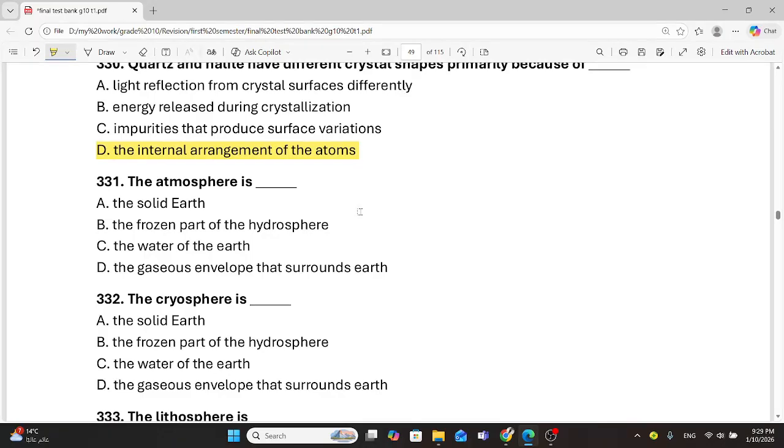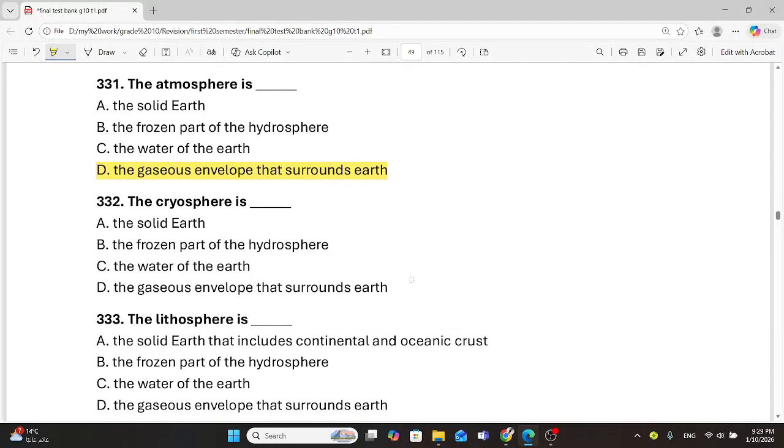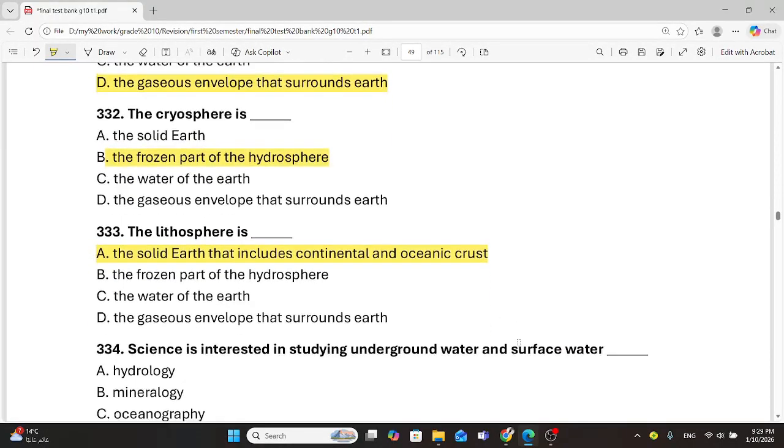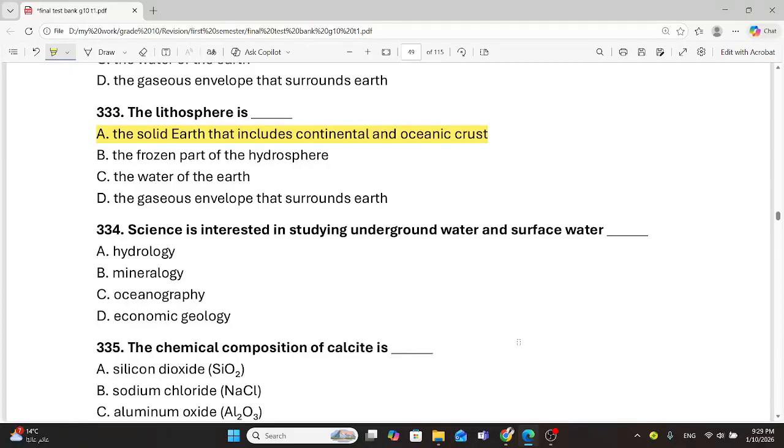The atmosphere is the gaseous envelope that surrounds the Earth, while the hydrosphere is the water of the Earth. The lithosphere is the solid Earth that includes continental and oceanic crust. The science that is interested in studying underground water and surface water is hydrology.